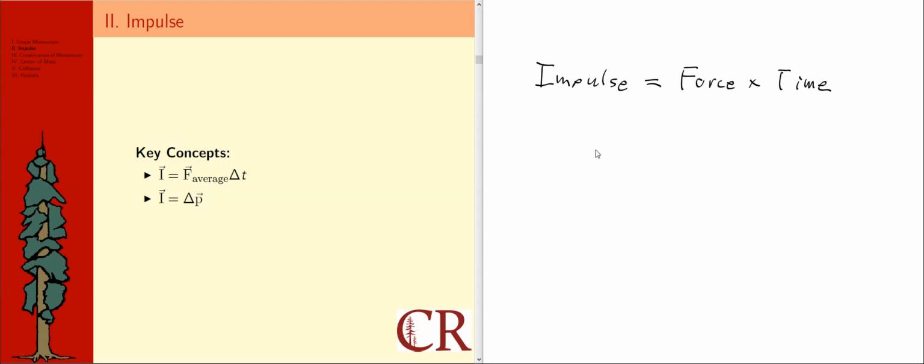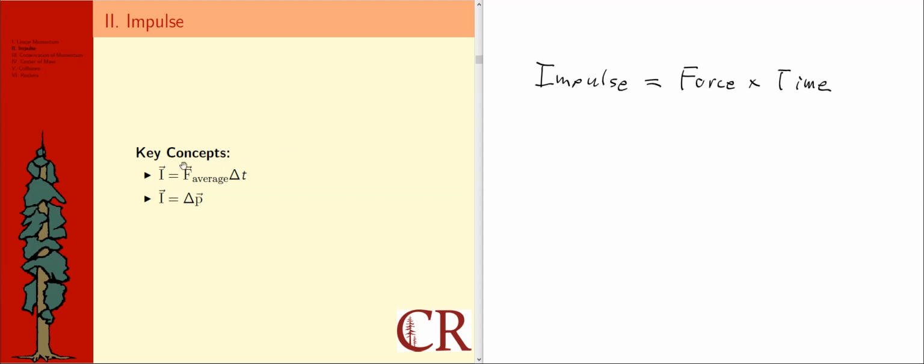Impulse is, at its most basic level, equal to force times time. So that's what I've written here on the whiteboard. In that sense, you could say impulse is maybe analogous to work. Work was equal to force times displacement. And if you look at things in a very mathematical way, you could say, well, displacement represents a change in space, what about time, right?